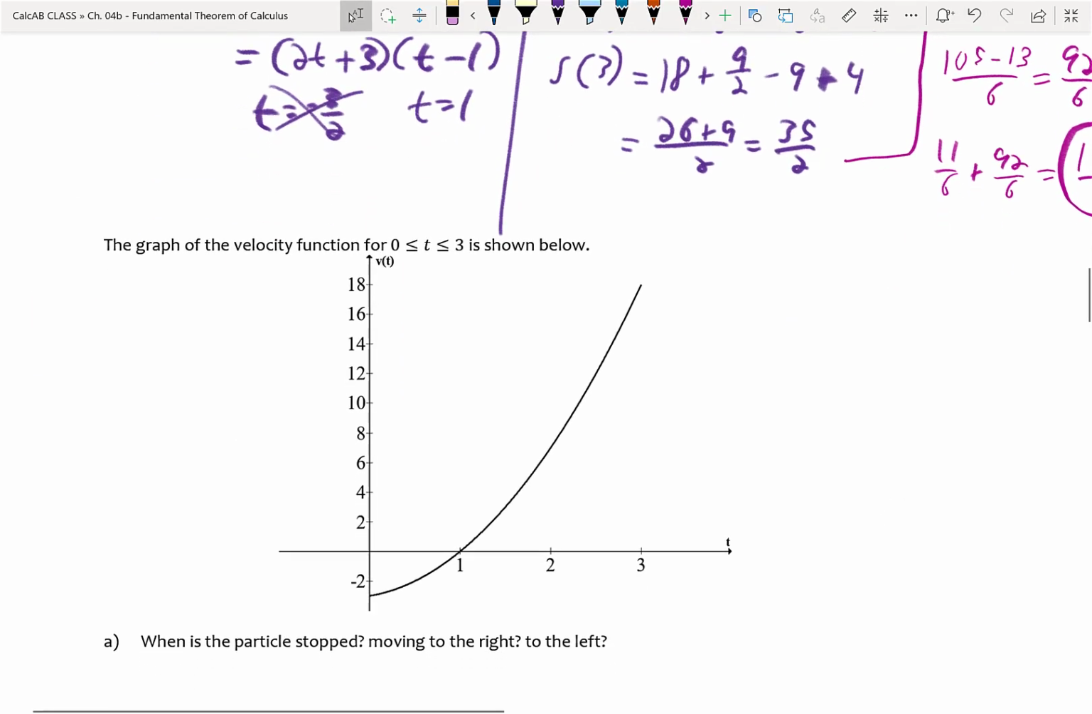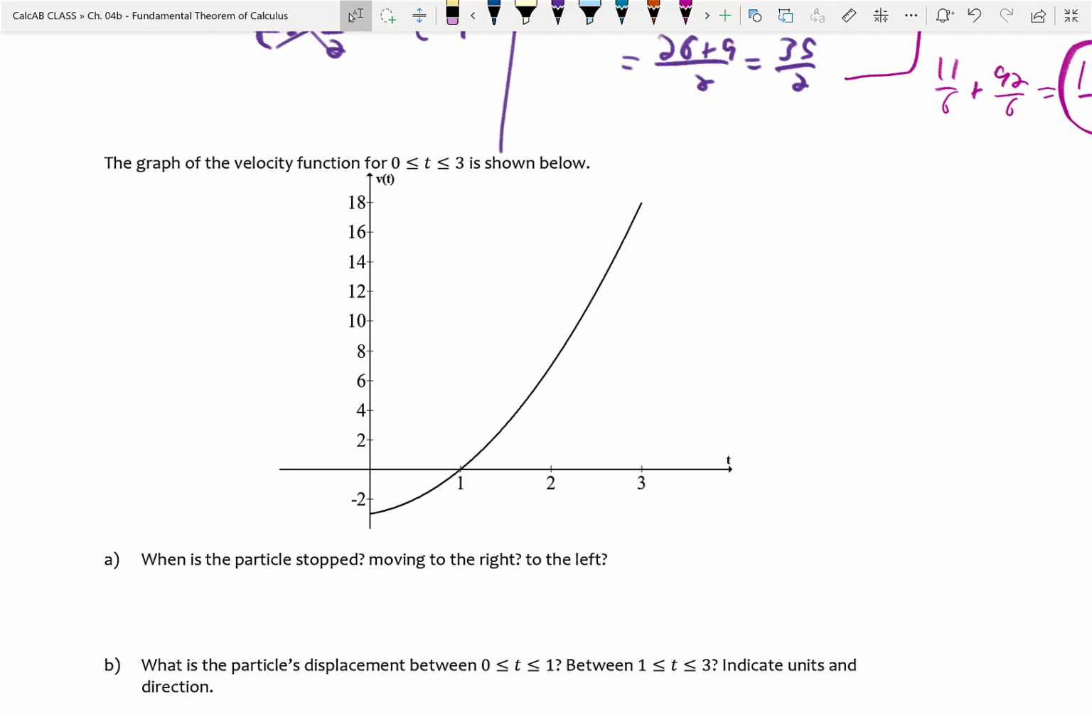Okay, moving on down. The graph of the velocity function is shown. When is the particle stopped on this graph? It stopped where? At t equals 1. This is when the value of velocity, again, you have to kind of cheat and see that this is the velocity function. When is it moving to the right? Yep. Moving to the right when velocity is greater than 0, which happens when t is greater than 1.